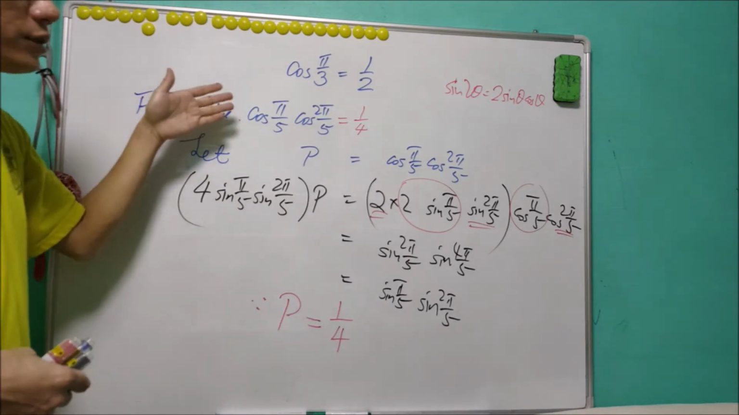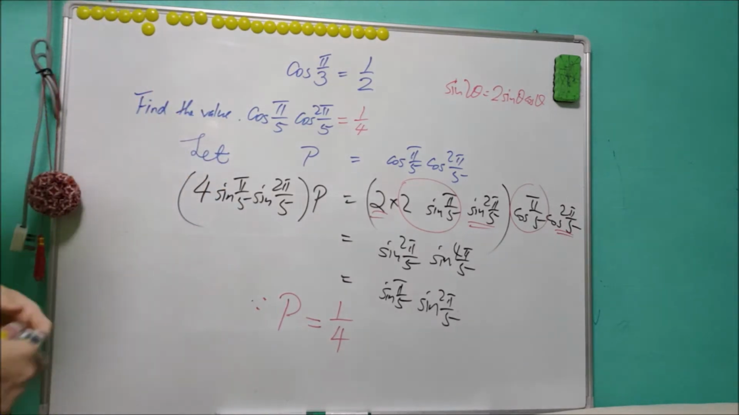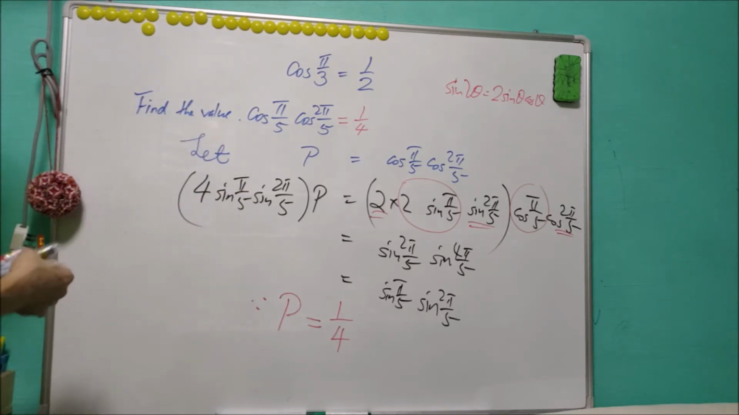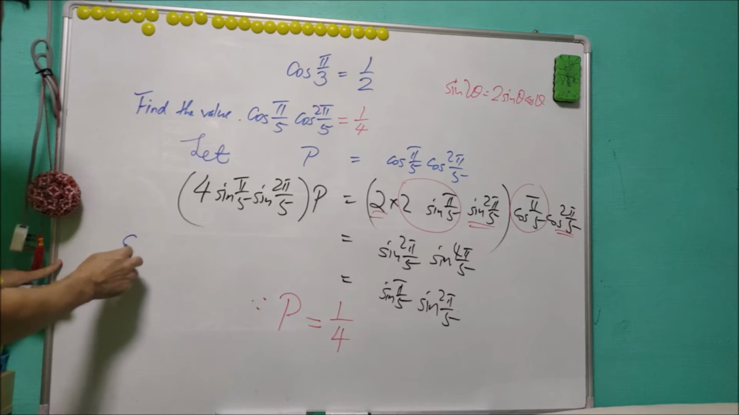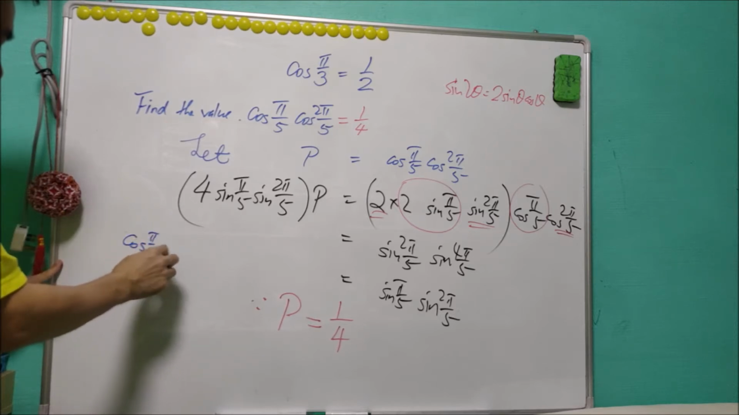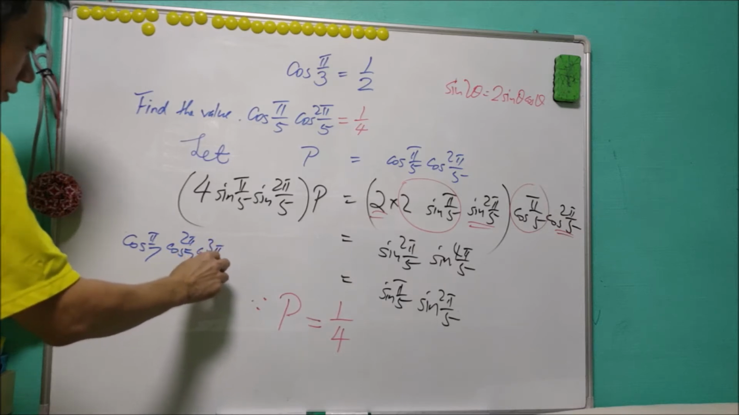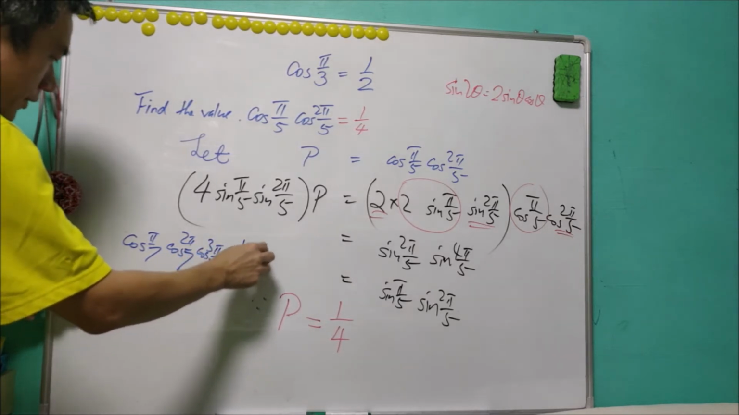After we have these two equations, can you see any pattern? And what is the next thing that you predict? Using a similar argument, it is not difficult to prove that cosine pi over 7, cosine 2 pi over 7, cosine 3 pi over 7 will equal 1 over 8.